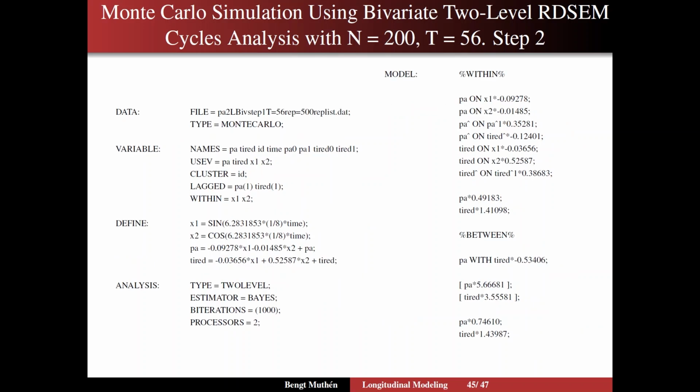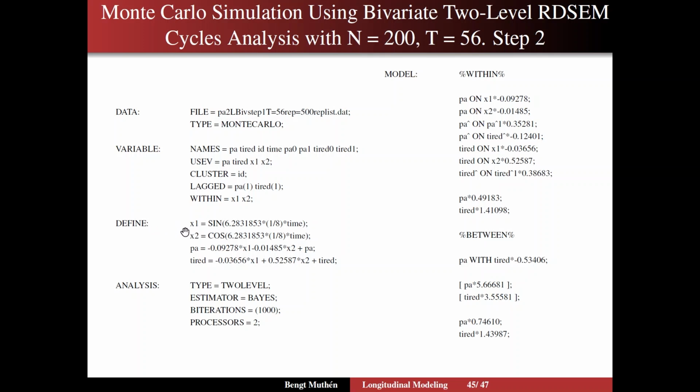So then step 2. Once again, in step 2, we read in the data set that was generated in step 1, type equals Monte Carlo. And here we have then, once again, the names list with the variables plus a time variable that's been generated. And we're going to use these variables, PA, tired, and the sine cosine variables that we create in the run here.